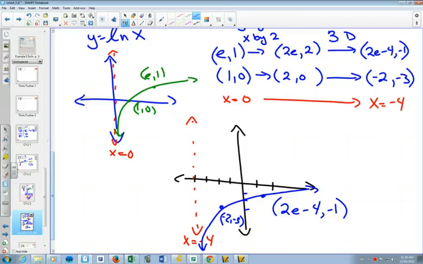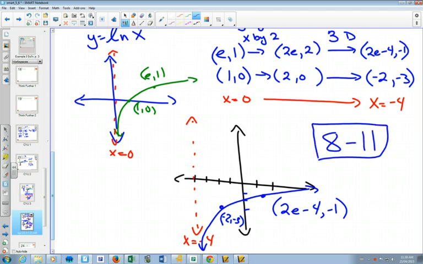The shape is still the same shape as before, just going through those 2 points. So graphing ones from your homework that you can practice are questions 8 through 11.